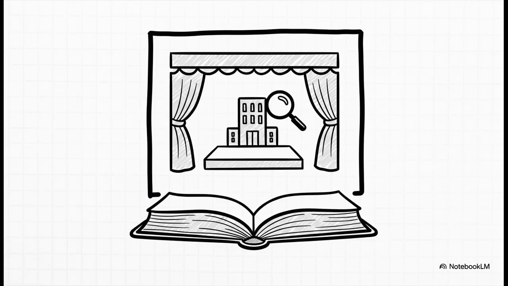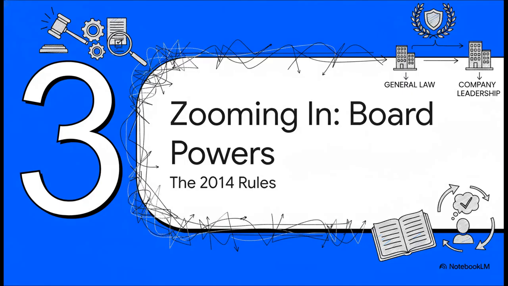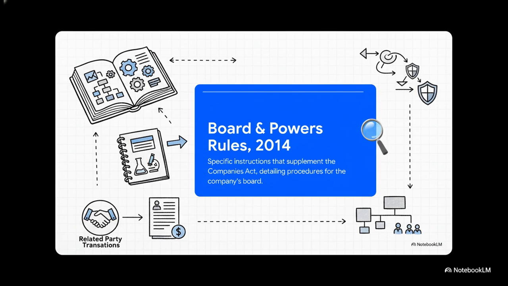Right. So this act really sets the stage. It establishes all the core principles of good governance. But here's the thing. It tells you what you need to do, but not always the specific how. For all those nitty-gritty details, we've got to look at another layer of rules. And that's exactly what we're doing now. We're zooming in from that general law to a much more specific set of instructions. Rules that focus directly on the power and, more importantly, the responsibilities of a company's leadership. And here they are, the Meetings of Board and its Powers rules from 2014.